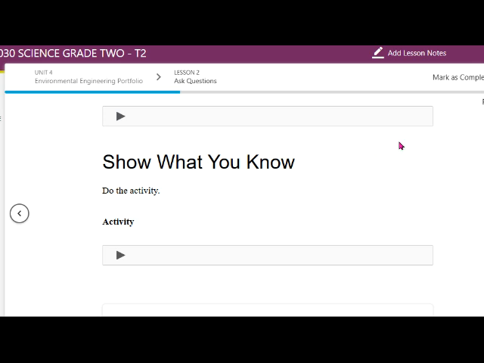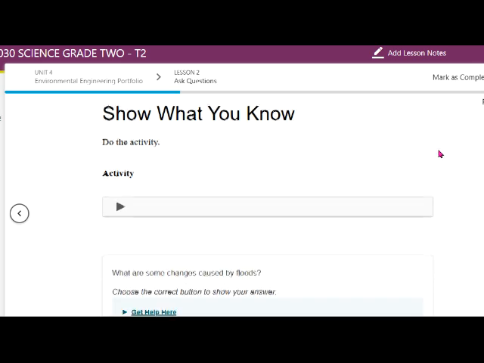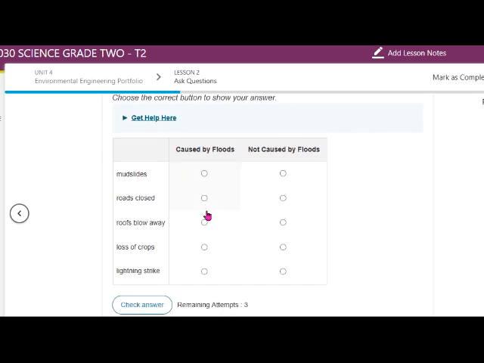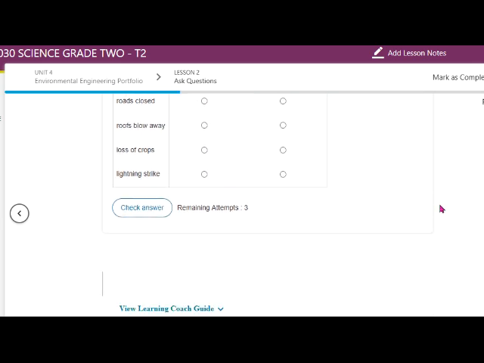Next, show what you know and do the activity. So you're going to have an activity that asks you, what are some changes caused by floods? You can select what is caused by floods and what is not caused by floods, and then you can check your answers. Go ahead and do that with your learning coach now.